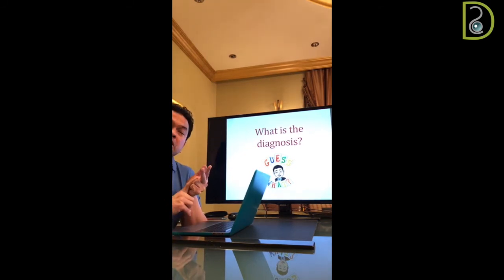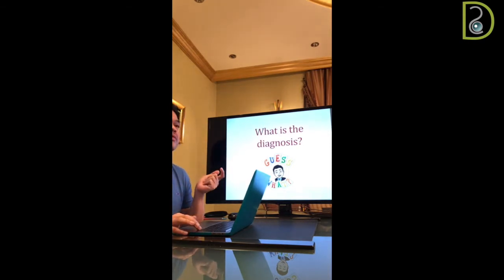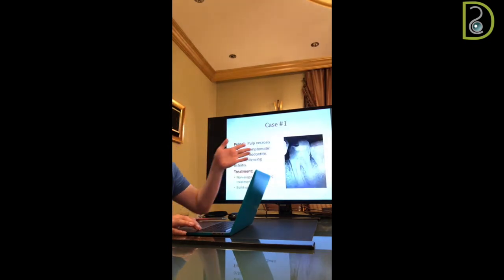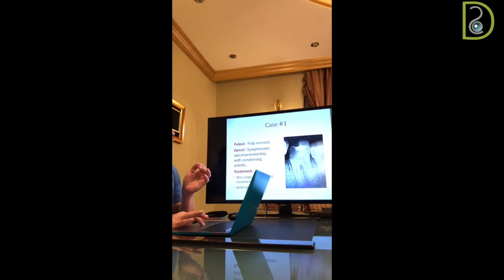Pain on percussion or palpation. That means we have symptomatic apical periodontitis. Okay, and in this case we will go for non-surgical root canal treatment and build up and crown. And why do we add condensing osteitis?